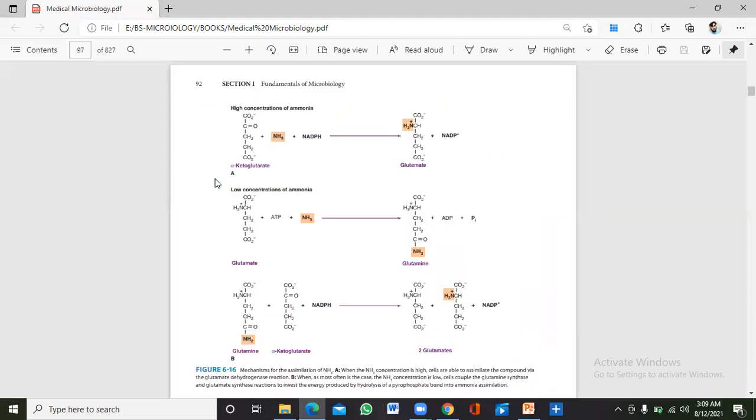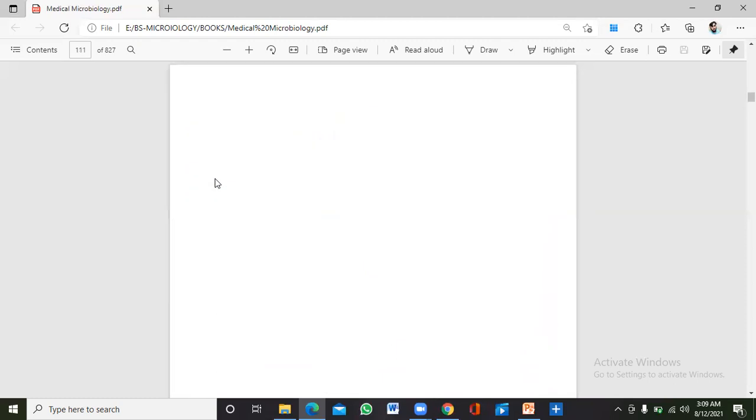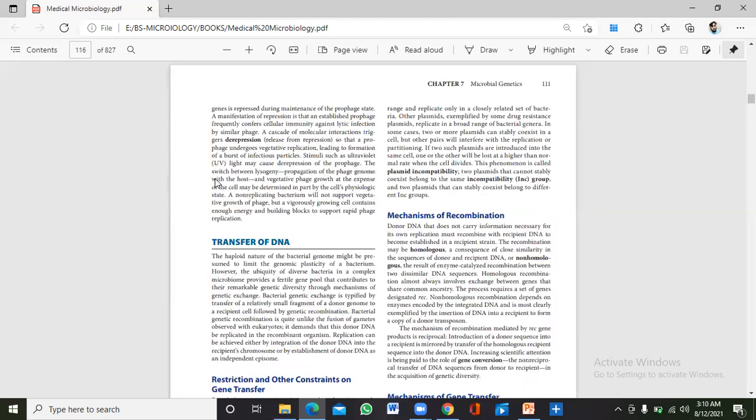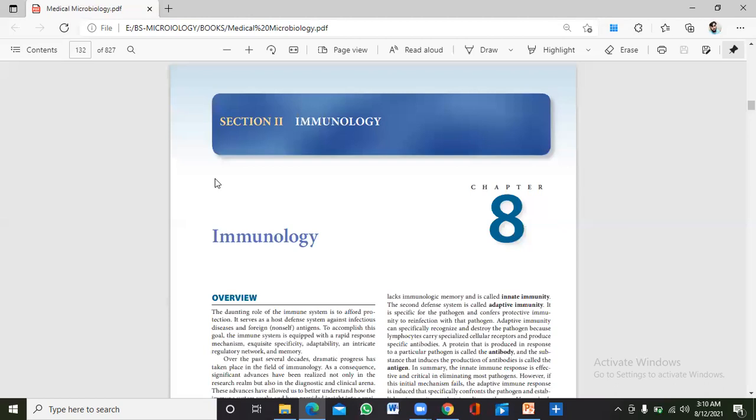The important metabolic cycles are included in this chapter, microbial metabolism. The 7th chapter consists of molecular microbiology, the microbial genetics of microorganisms. Okay, so it covers the DNA, the RNA, the DNA replication, the transfer RNA, all are included in this chapter. So as I have told you, section number 1 consists of 7 chapters, and it is all about the cell structure and all the basics of medical microbiology.